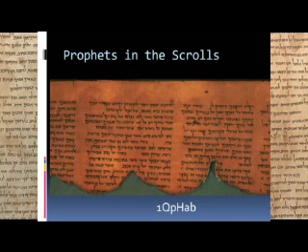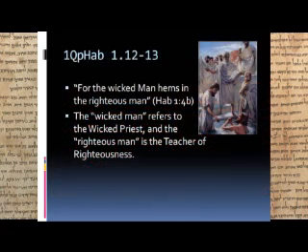As to the use of the prophets, the Pesher Habakkuk uses an interesting process. A verse will be quoted from Habakkuk, "For the wicked man hems in the righteous man." And then the Pesher goes on to explain the wicked man refers to the wicked priest, and the righteous man is the teacher of righteousness. What the Pesher has done is to take this earlier prophecy and explain it in terms of the life of the community.